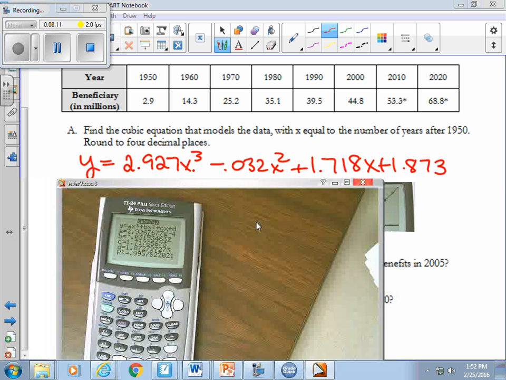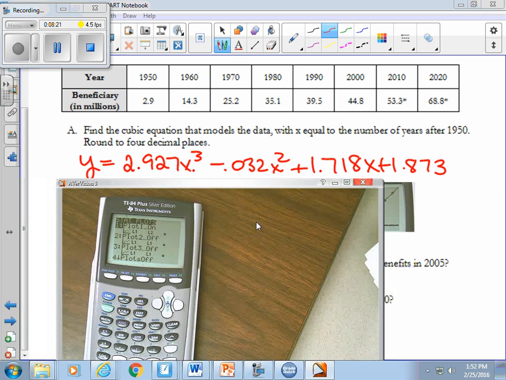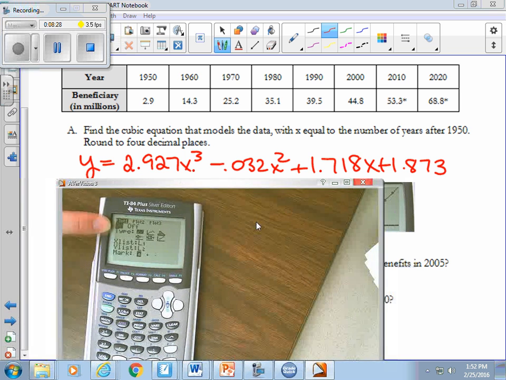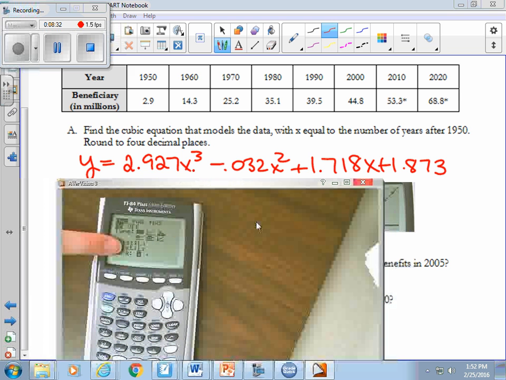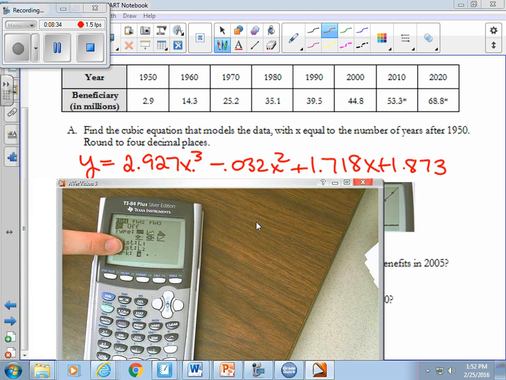So to make that happen, and this we did not go through slow yesterday, so watch this. Go to second y equals, which is your stat plot menu. Click the first one and turn it on. Make sure it's a scatter plot and make sure it's using L1 and L2. After we get done, everyone listen to this. Go back and turn it off.